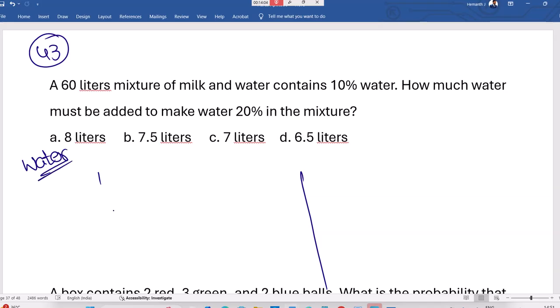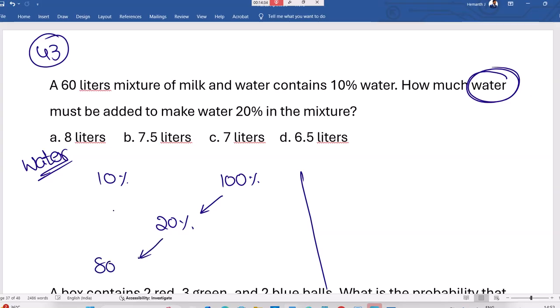Initially, how much? 10%. Finally, you want to make it 20, by adding what? Water, 100%. I'm not adding milk. If I add milk, I should write 0 there. Initially 10% water, now I am adding pure water, 100% water, to convert it to 20%. Now the difference, 120. What is the difference? 80. Here the difference is 10. It should be 8 is to 1.